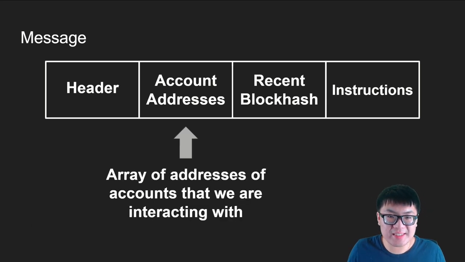The next thing is the account addresses. And this is just an array of addresses of accounts that we are interacting with. So that can just be me, or maybe if there are multiple people part of the transaction, they include all of their addresses. And of course, just like everything we've mentioned before, this isn't really relevant and we're not going to handle it. The only actual thing we care about is the instructions, but we'll get there.